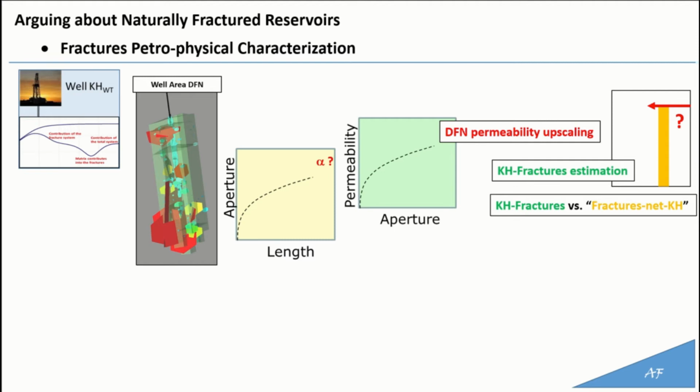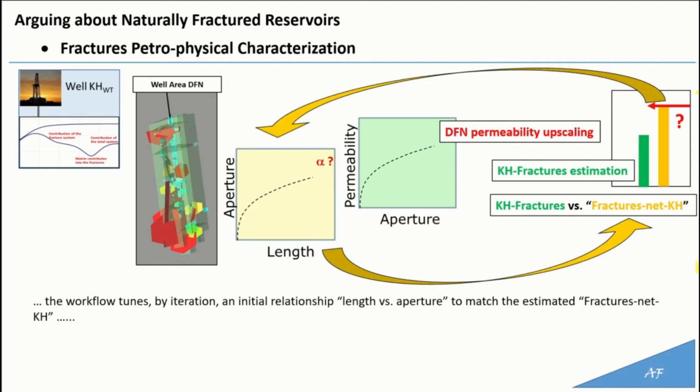The workflow considers the fractures affecting the well region investigated by the well test and tunes by iteration an initial relationship length versus aperture to match the estimated fracture net KH. At each iteration, the discrete fracture network permeability is upscaled in the 3D grid model and compared with the relevant fracture net KH that is the target to be hit.